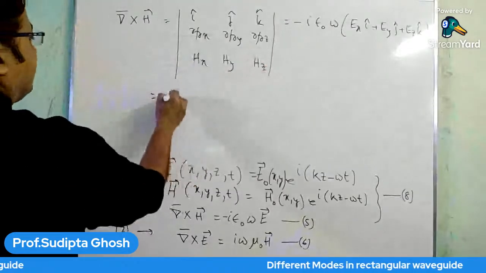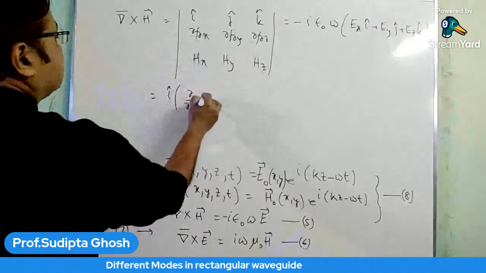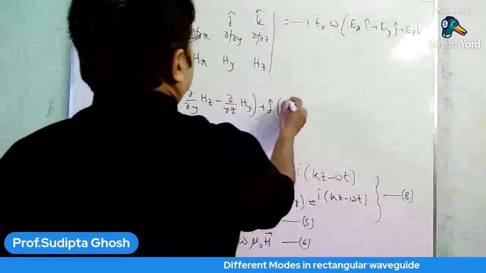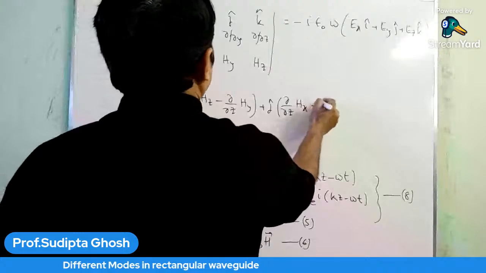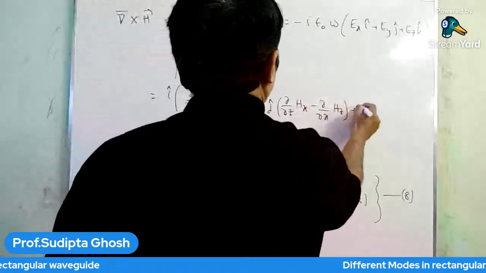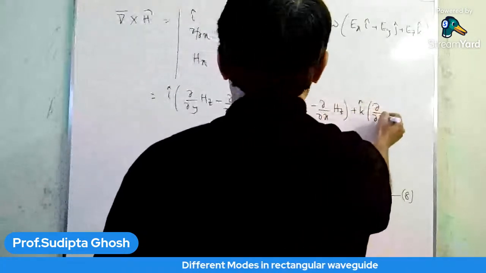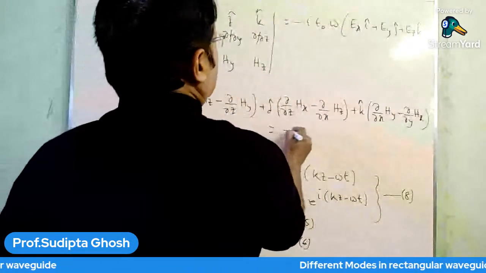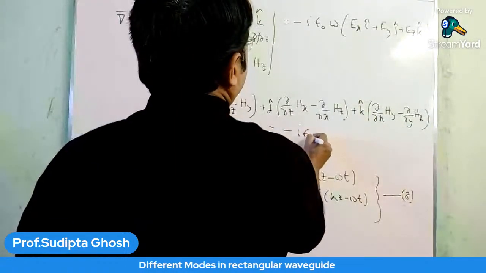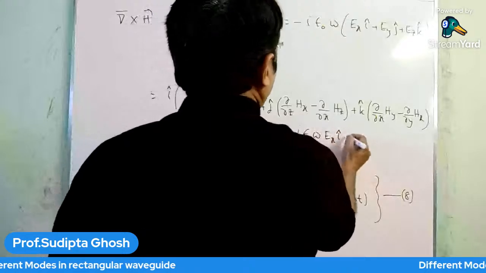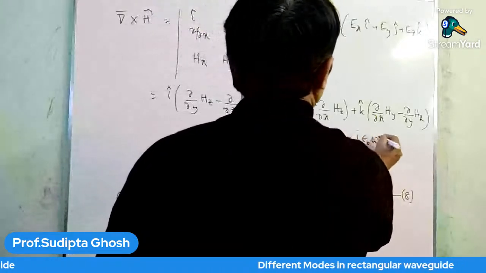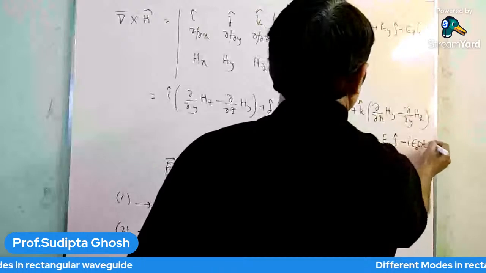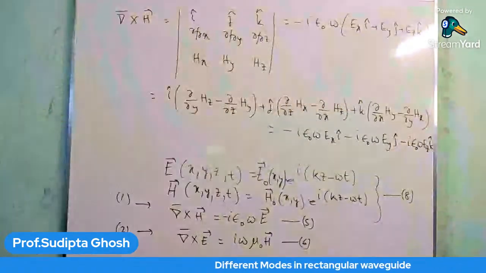So now expanding this, we have i cap (del del y of Hz minus del del z of Hy) plus j cap (del del z of Hx minus del del x of Hz) plus k cap (del del x of Hy minus del del y of Hx), and that equals minus i epsilon 0 omega Ex i cap minus i epsilon 0 omega Ey j cap minus i epsilon 0 omega Ez k cap. So I have expanded both the sides.